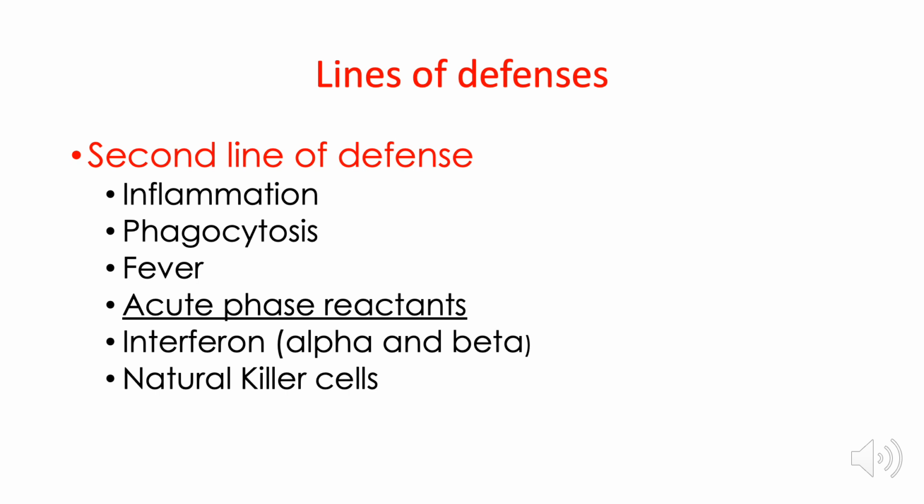The next immune response that falls under the second line of defenses is the production of acute phase reactants. The production of these chemicals is related to the actions of the cytokines produced by the antigen-presenting cell, or the macrophage, after detaching from the activated T helper cell.